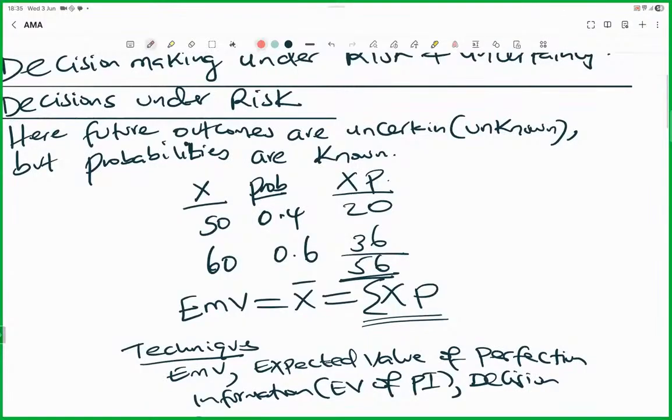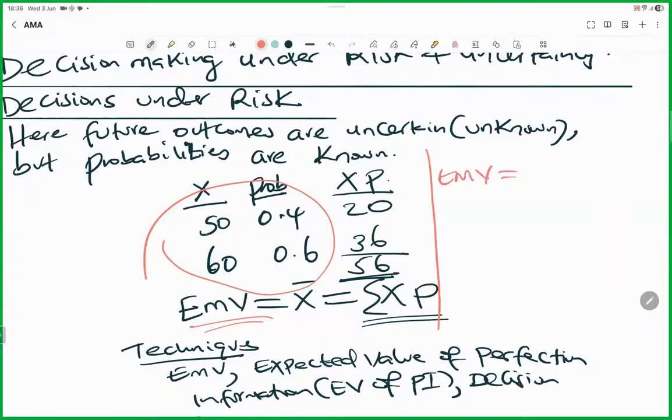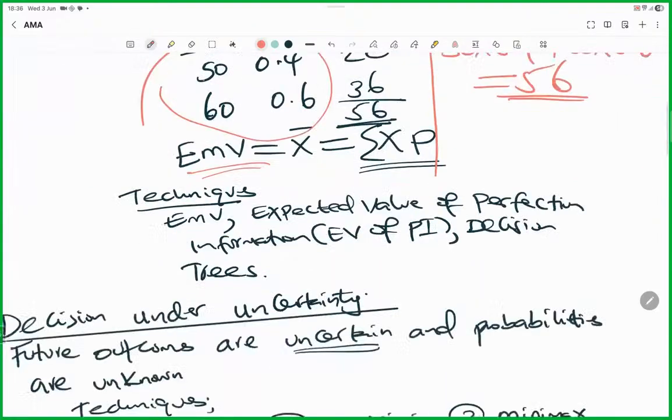Now, remember when we began this topic, we introduced this concept of expected monetary value. And we said whenever they ask you to get expected monetary value, you take the X values that we have, multiply them with their corresponding probabilities, and then you add them up. Like now we had a very short example: you take 50 times 0.4 plus 60 times 0.6. So we were able to get that 56. That's what we are doing exactly here.